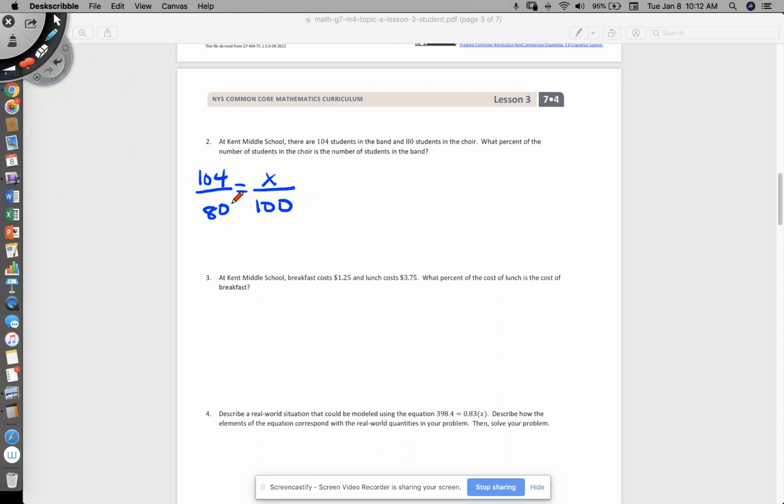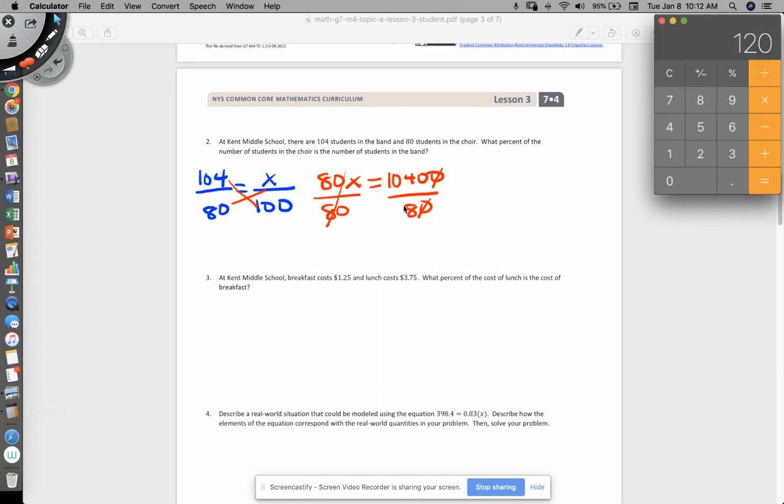All right, so let's cross multiply. I get 80x. And 104 times 100 is going to give me 10,400. Divide out that 80. And again, you can do the zero rule here. Grab your calculator, and we have 1040 divided by 8, and I get 130. So the band exceeds the choir by 130%.